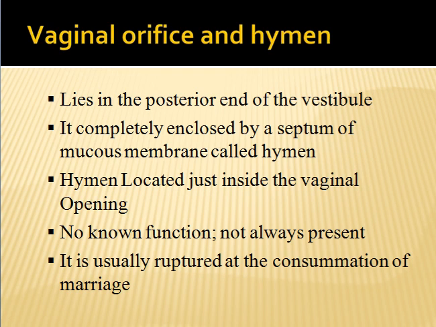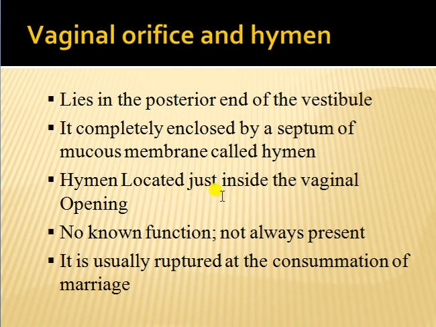The vaginal orifice and hymen lie in the posterior end of the vestibule, while the clitoris is anterior in the vulva. The vaginal orifice means nothing but the vagina hole. The vagina hole is completely enclosed by a septum of mucous membrane called the hymen.